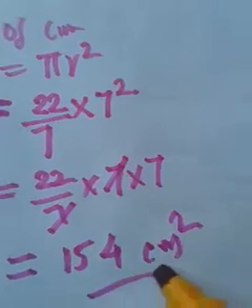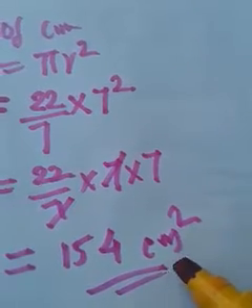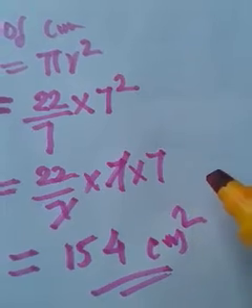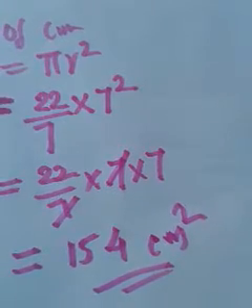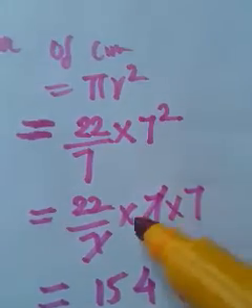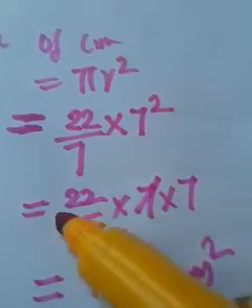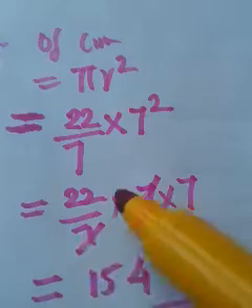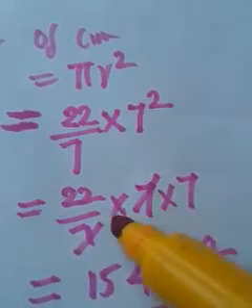centimeter square. Why did the centimeter square come? Because this is area. So the unit of area, if it is in centimeter, is centimeter square. If the measurement is in meter, meter square. And now you may understand why I have substituted the value of pi as 22 by 7. Because this kind of cancellation happened.